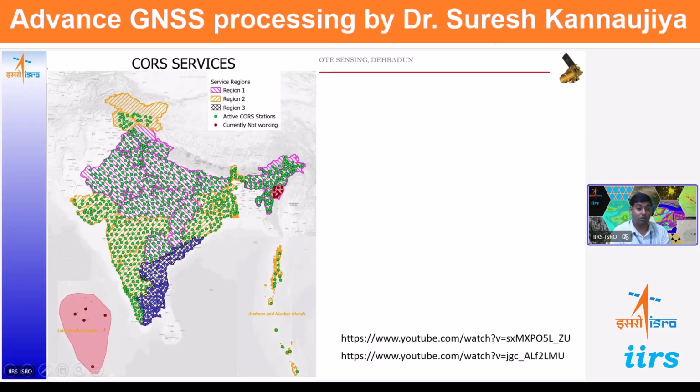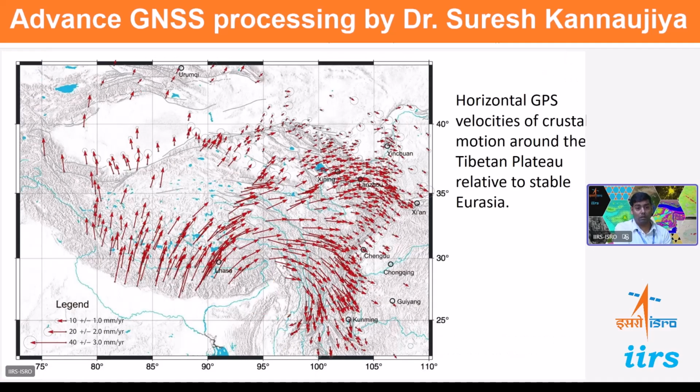So you can see it is not only limited to this boundary; they have completed the setup in Lakshadweep and Andaman Nicobar as well. So this complete belt is now equipped with continuously operating reference stations, and this data is available 24 by 7 at their server. You can always go there and ask for the data for your objective accomplishment.